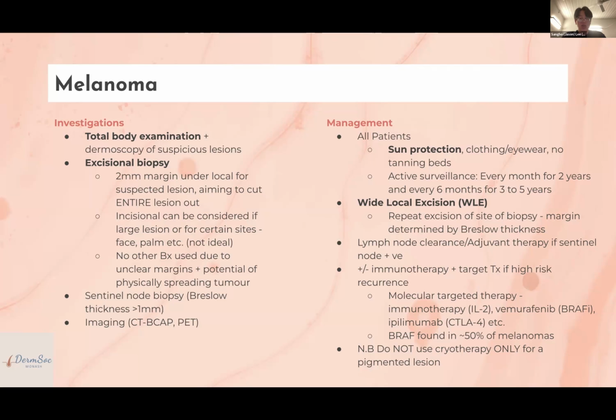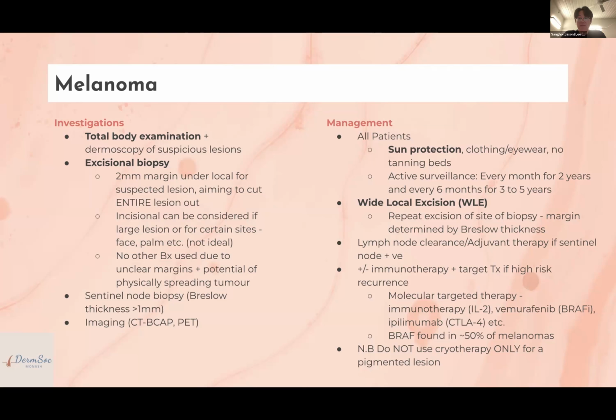And we can consider sentinel node biopsies if they come back to be greater than 1 mm thickness. We can do other imaging like CT and PET to look for any METs. And to manage these patients, again, sun protection is very important. And then active surveillance for patients who've had melanomas in the past: every month for 2 years, and then every 6 months for 3 to 5 years.